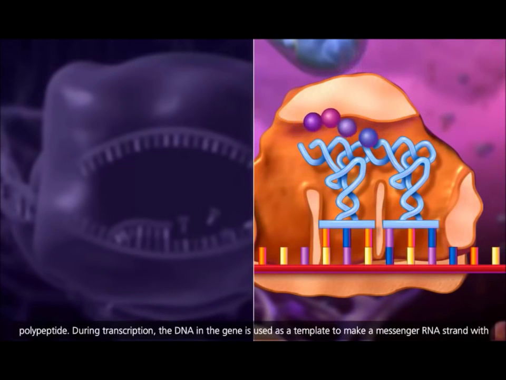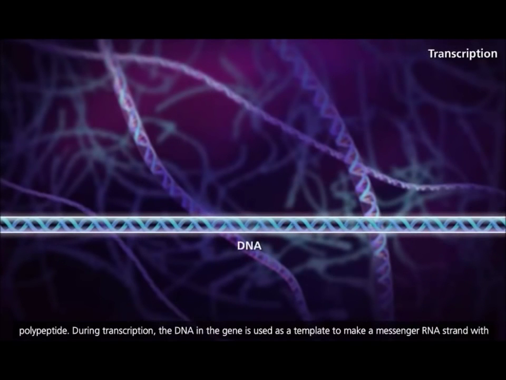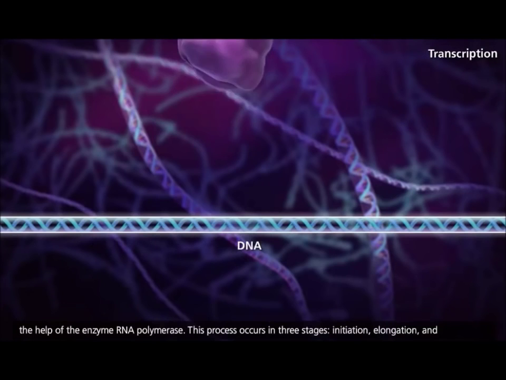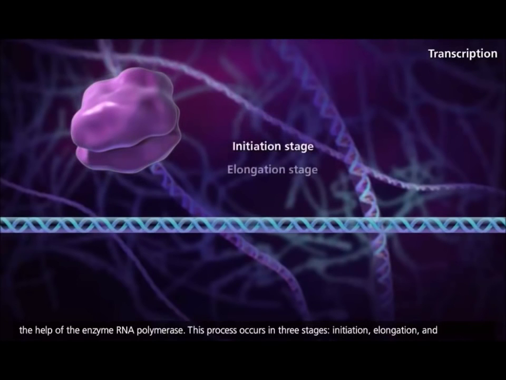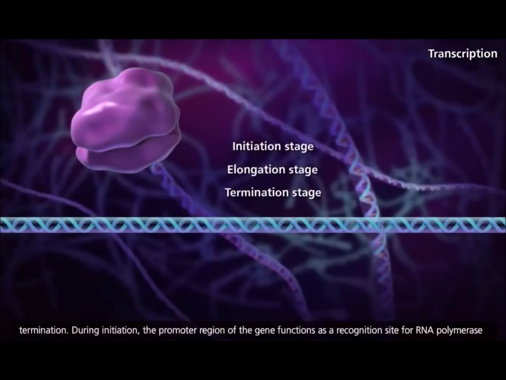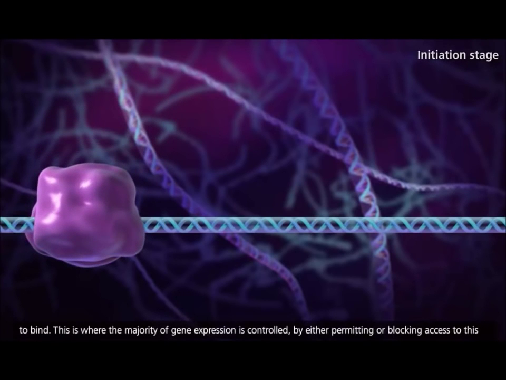to make a polypeptide. During transcription, the DNA in the gene is used as a template to make a messenger RNA strand with the help of the enzyme RNA polymerase. This process occurs in 3 stages: initiation, elongation, and termination. During initiation, the promoter region of the gene functions as a recognition site for RNA polymerase to bind.